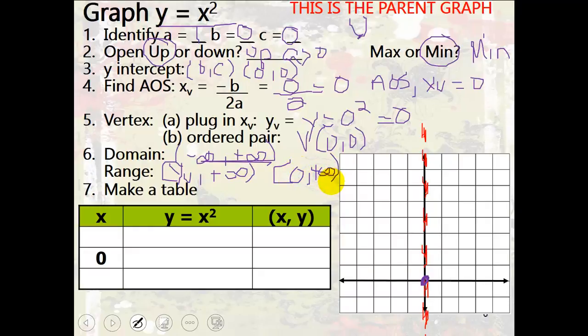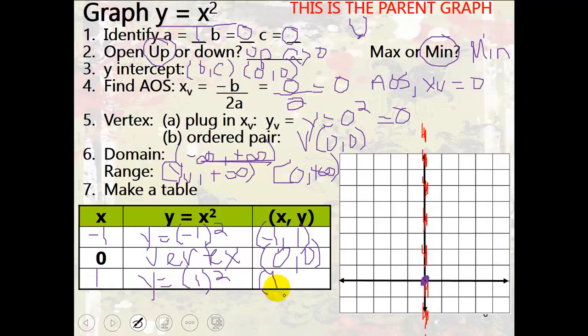Now I'm going to make a table. I'm going to put the vertex in my center. I'm not going to recalculate. I get 0, 0. Now I'm going to pick a point to the left and to the right. To the left I have negative 1. I plug that in, and I get negative 1 squared. I get out a positive 1. And I'm going to plug in 1. That's my point to the right, and I get 1, 1.